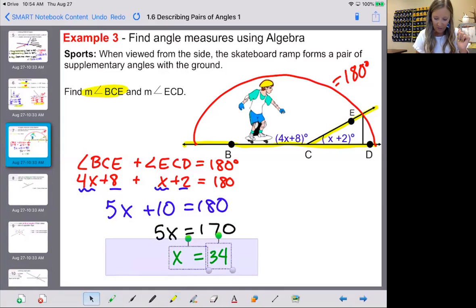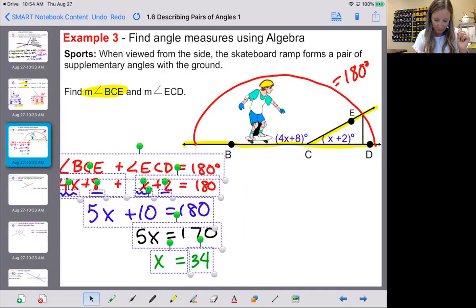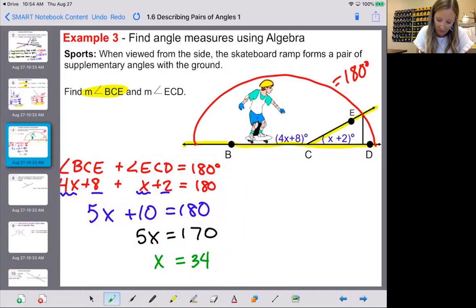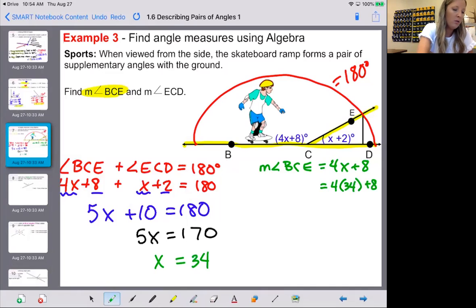So I'm going to move all this stuff over a little bit so I have more room. All right, so first let's find the measure of angle BCE, which they told us was 4x plus 8, but we know x is 34. 4 times 34 is 136. And then if we add 8, we get 144. And that is an angle, and so we're going to say 144 degrees.